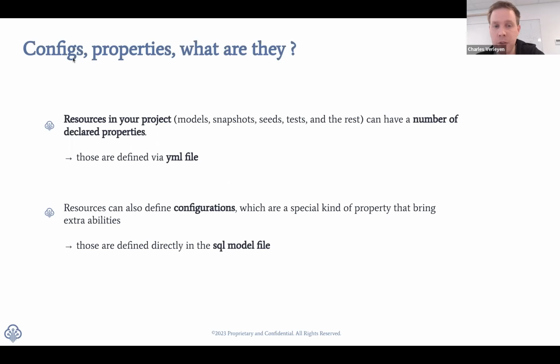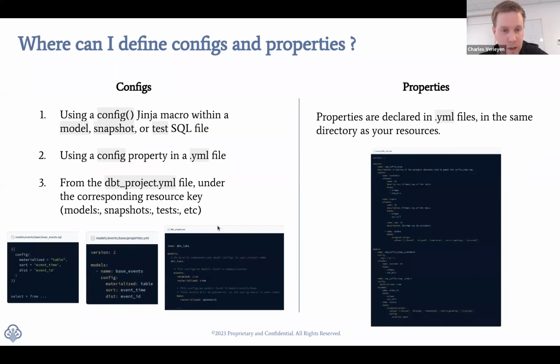And these configurations have default values. By default, for instance, materialization is always a view. So if you want a table or something else, you have to explicitly tell DBT via this config block. So yeah, that's what I just said.